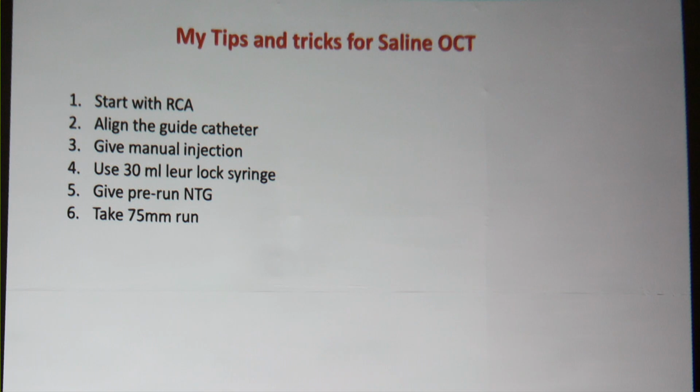And always give pre-run NTG, because we have seen that it doesn't affect the measured vessel parameter. Take a 75 mm run, because a 75 mm run gets completed in 2 seconds, 2.1 seconds. That is because saline has a low viscosity. You have to give slightly more pressure, you have to use more volume, and you can do it only in 2 seconds. So take a 75 mm run to start with.